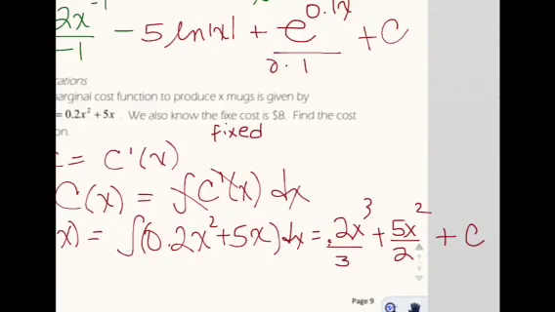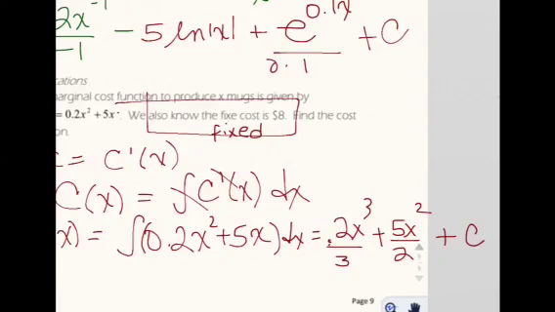And that's where things get interesting. This is a real-world problem. Do you think it makes a lot of sense to have a random plus c floating around in it? Probably not. That's where this piece of information comes in. The fixed cost is $8.